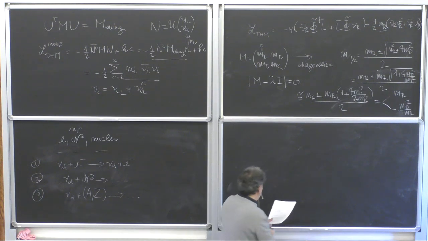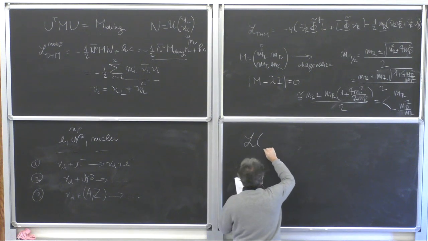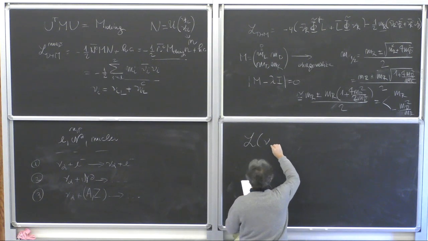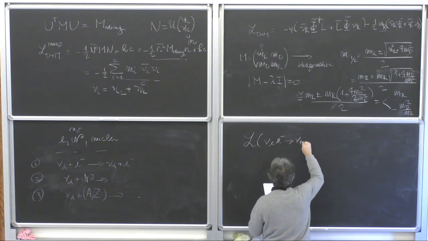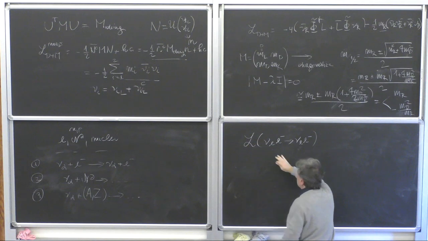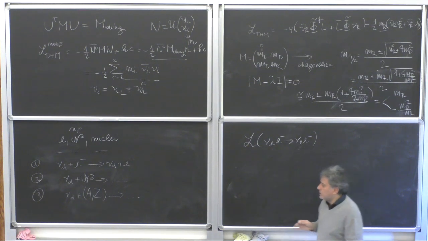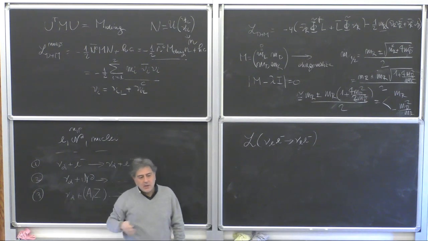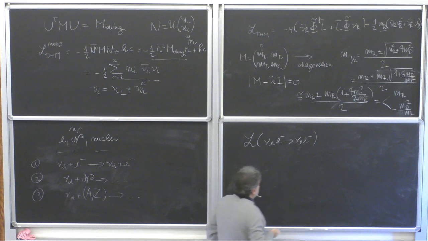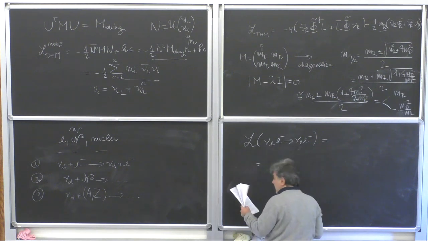Just to see how, for instance, you describe the process nu e minus going to nu e minus. So consider, for instance, the electron neutrino type. We can have scattering of nu mu, nu tau, and nu e on electrons. But let's start from the electron neutrinos.